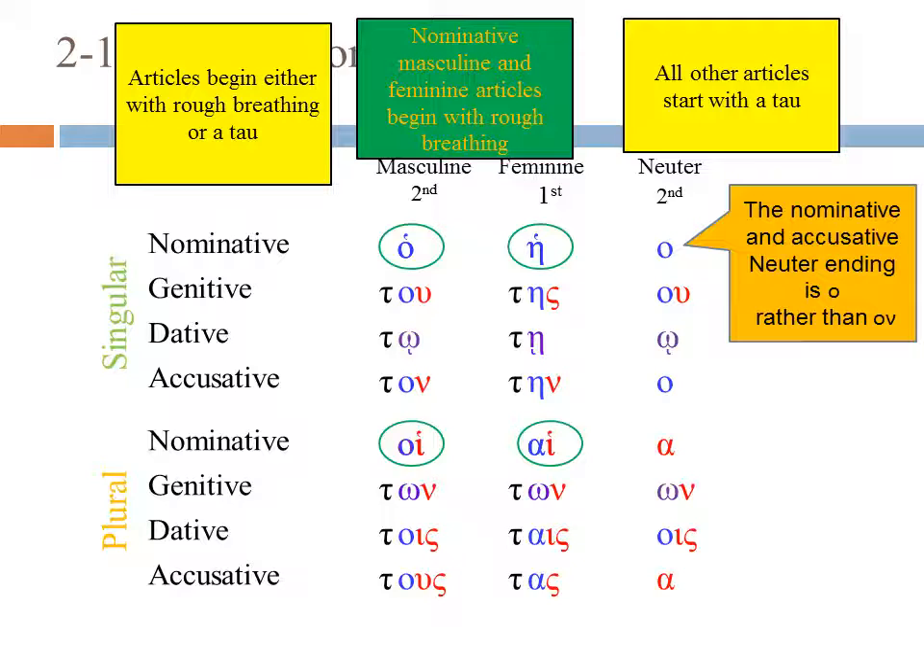And in the neuter, since the neuter nominative does not begin with rough breathing, that means all of the neuter definite articles begin with tau. So we'll just put it all in all the way down. And we get to, tou, to, to. Nominative and accusative are always the same. Ta, ton, tois, ta.